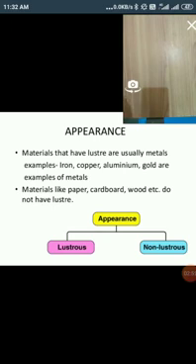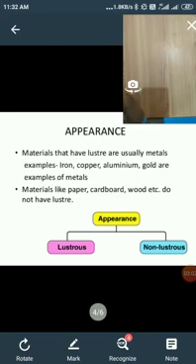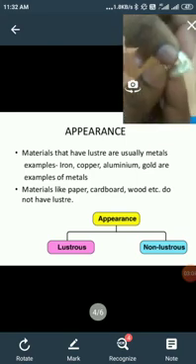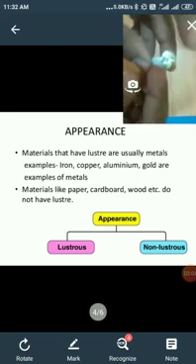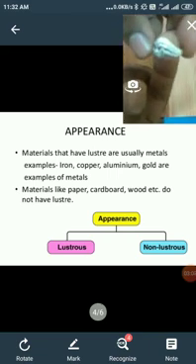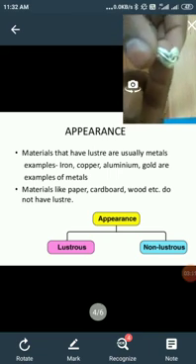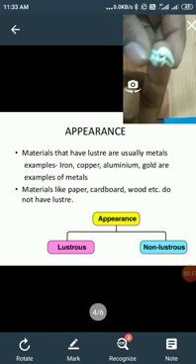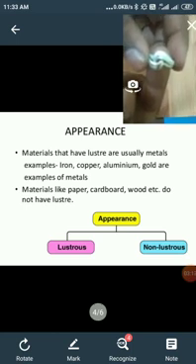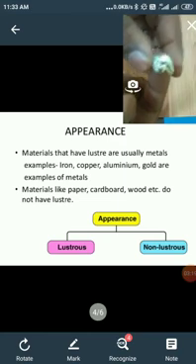Likewise, other objects, if you have seen gold, silver, jewelries also, you find they have a shining appearance or shine on their surface. Here, this is one of the objects made of silver metal. If you see its surface, it is also shining. So this comes under the lustrous property of the material.